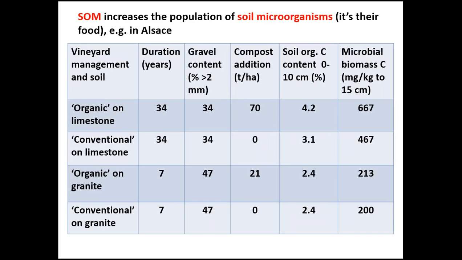Organic matter can also stimulate the soil microorganisms because it's providing extra food for them. An example of this is the organic versus conventional viticulture on limestone, the top two rows. You can see there that they've been going for 34 years, added quite a lot of compost, managed to increase the soil organic carbon, yes, but the significant effect, I think, was the increase in the microbial biomass carbon, which gives you an indication of how active the microorganisms are and how fast the organic carbon in the soil can be turning over and producing beneficial compounds and releasing nutrients.